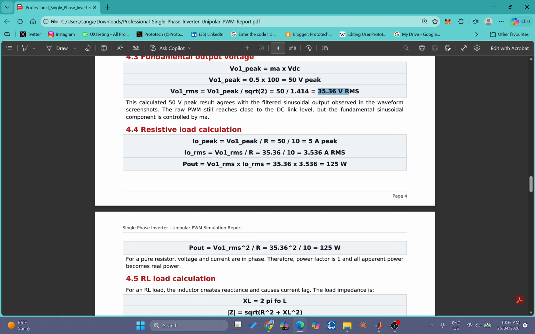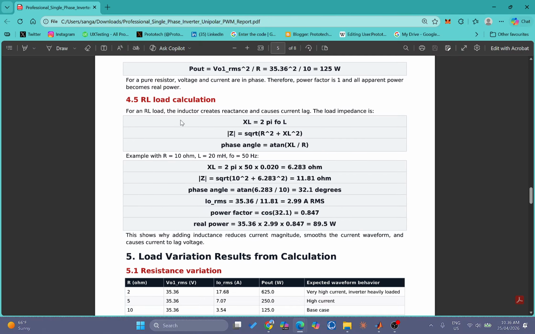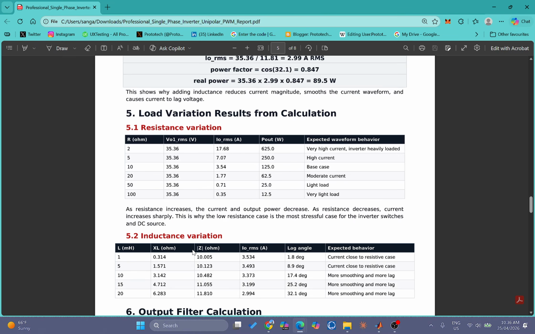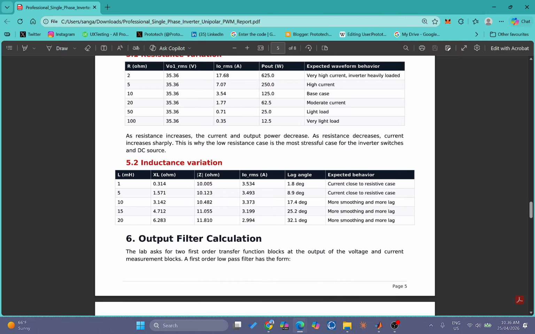The resistive load calculation: load current will be approximately 5 amps. The power should be 125. For RL load, I've also calculated here. Okay, then load variation results from the calculations: if my load is 2 ohms, then voltage, current, and output will be something like that as per the calculations.